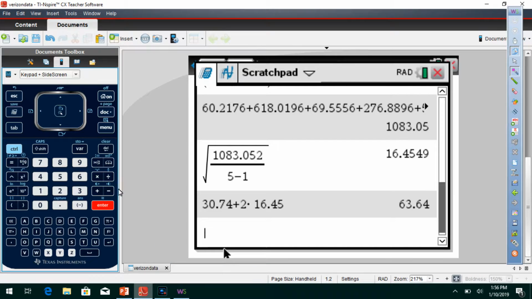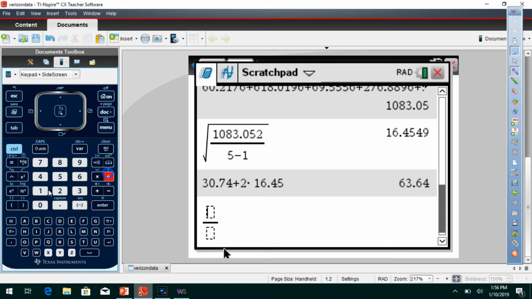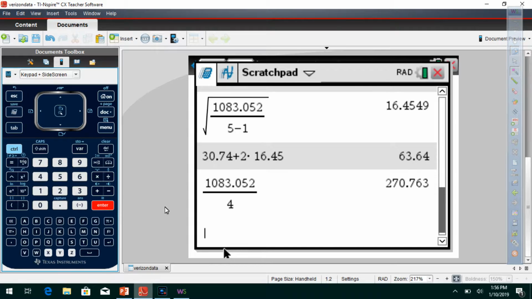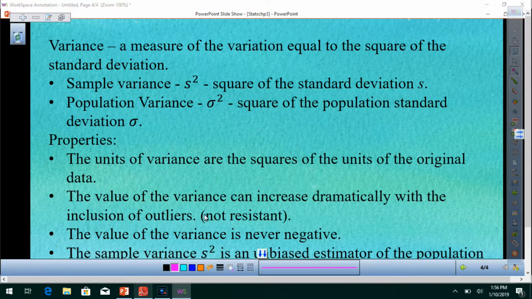Control divide, 1083.05 divided by 4, which is 5 minus 1, and that's 270.763. It would have been 270.763.